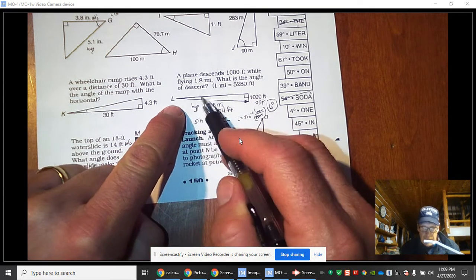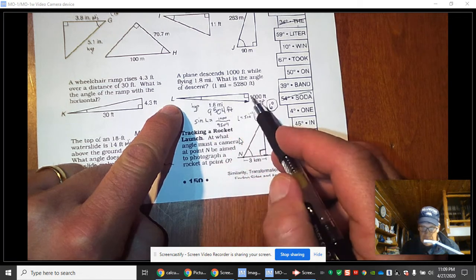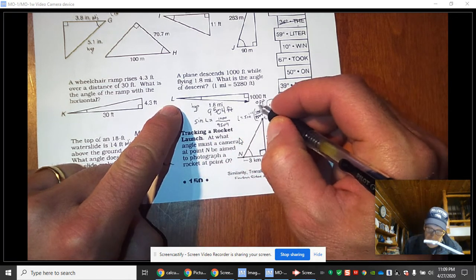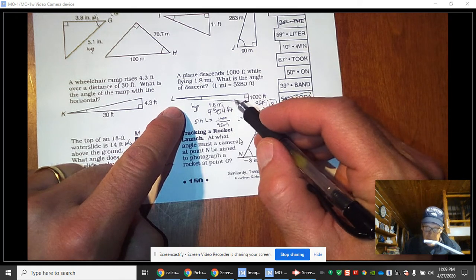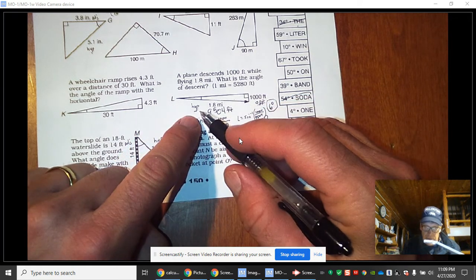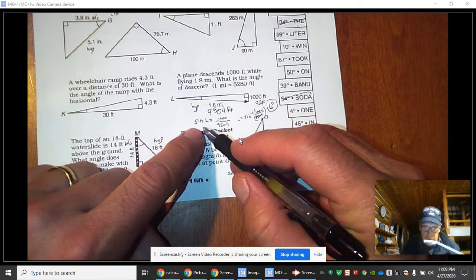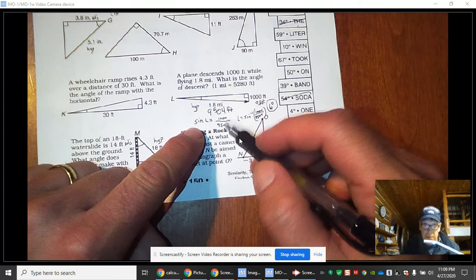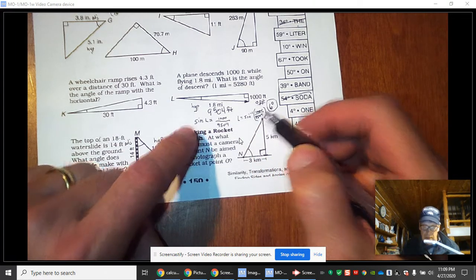So they want angle L. There's my loop. I want angle L. So I'll go across from angle L. There's my opposite. And I go across from my right angle. That's my hypotenuse. So opposite hypotenuse, that's sine function. So I even set it up here. Hit inverse, 1,000 divided by 9,504.